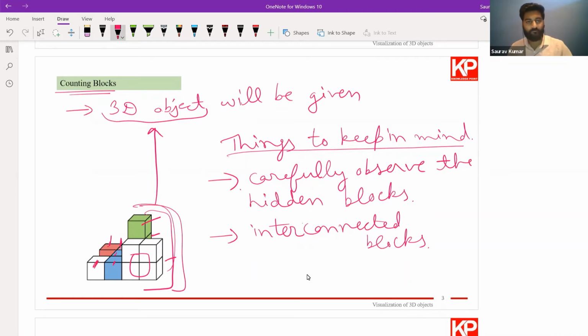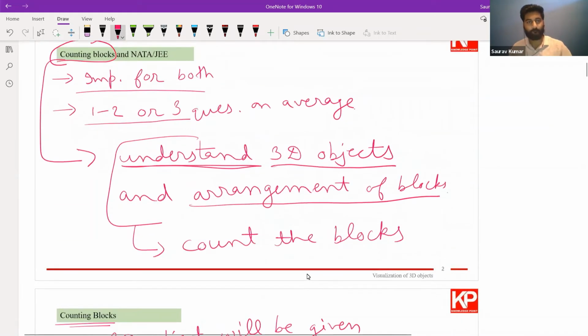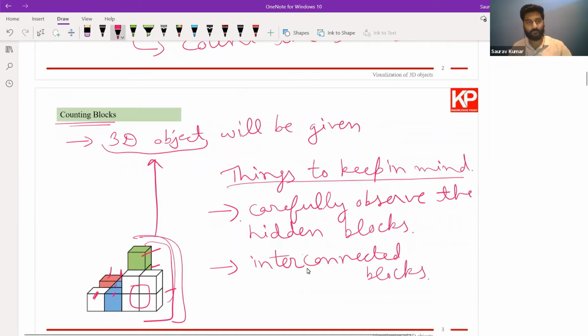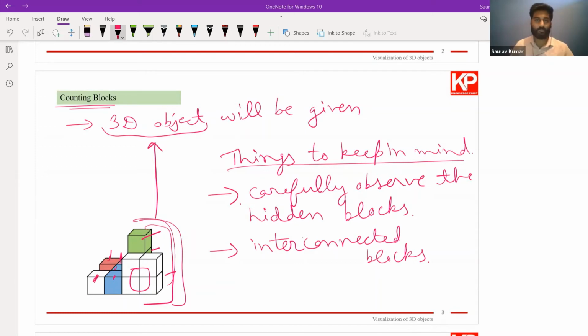So quickly confirm if things till now are clear to you. Yes, sir. Others also please confirm. Either write in the chat box or simply unmute yourself.